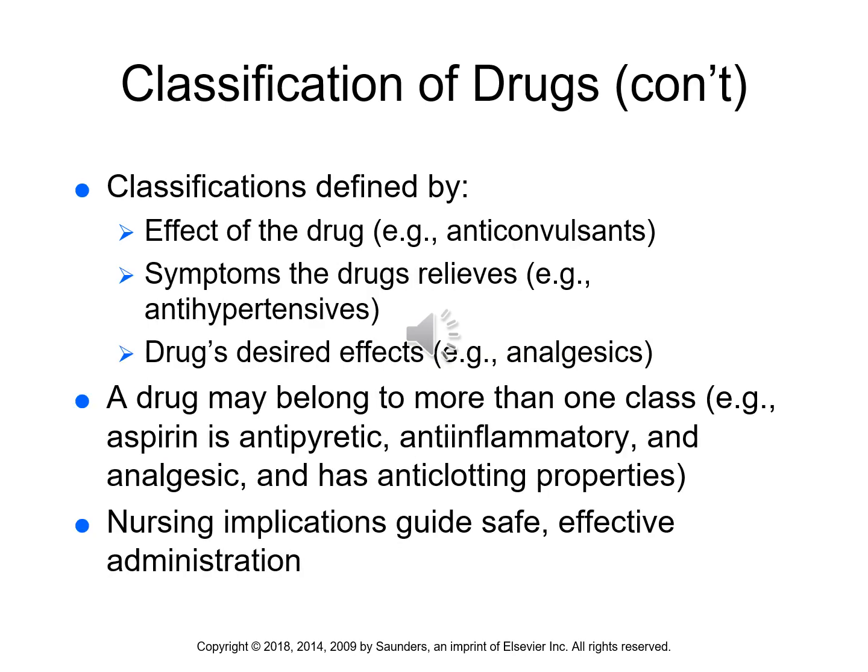All right, drugs can be classified by their effects, such as anticonvulsants, which are your anti-seizure medications; by the symptoms they relieve, such as antihypertensive, so they relieve blood pressure; or by their desired effects, such as analgesic. Analgesic is a pain reliever. So you need to make sure you start to understand these different words. Like I said, analgesic is a pain reliever.